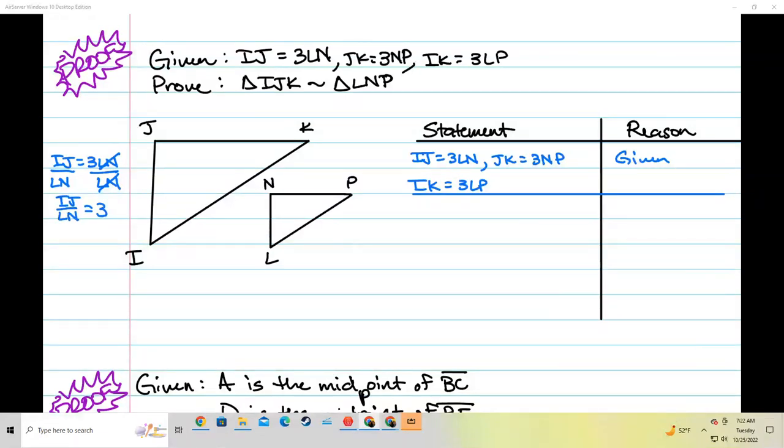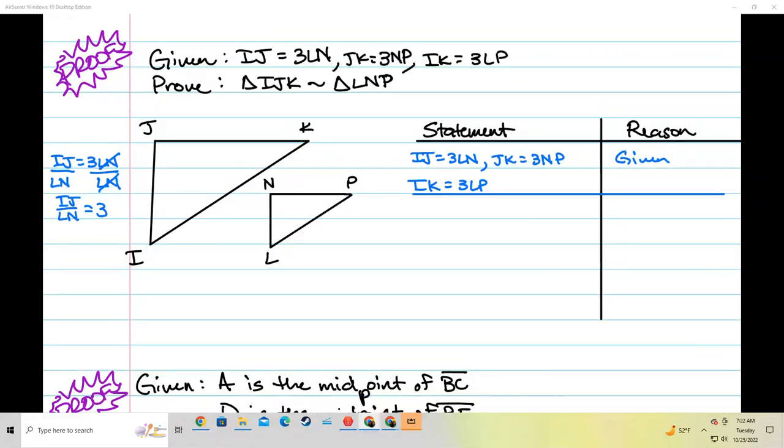What is that saying? That's saying when I take this side and divide it by this side, the answer I get is 3. Is that good? I don't know, it might be good. I just know when I take this side and divide it by this side, the answer I get is 3. Now, I'll do that one more time just so you can see.